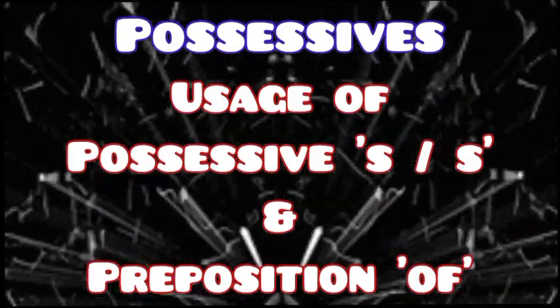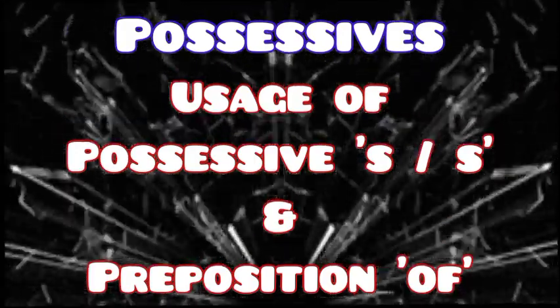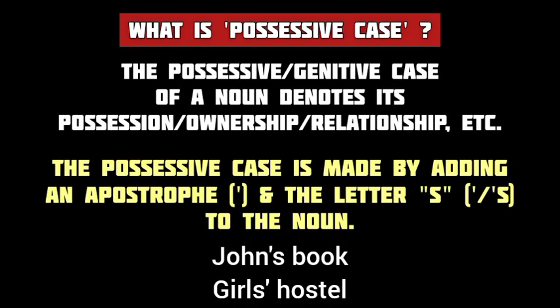Today's topic is the usage of possessive s and preposition of. As you know, the possessive or genitive case of a noun denotes possession or ownership or relationship. And the possessive case of a noun is formed by adding an apostrophe sign plus s to the end of the noun. But if it is a plural noun ending in an s, we simply add an apostrophe sign without an s to its end.